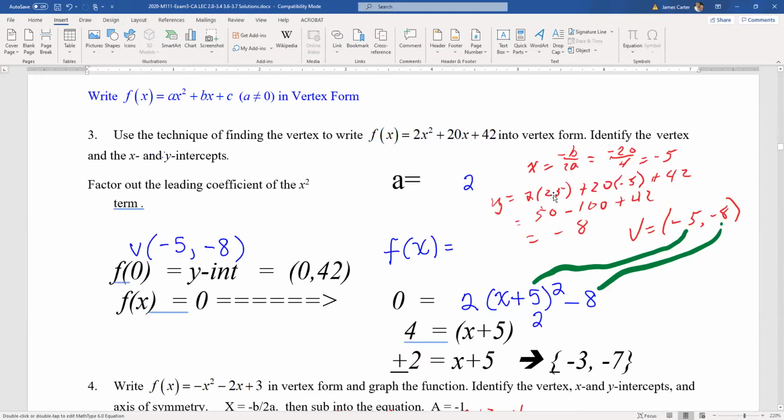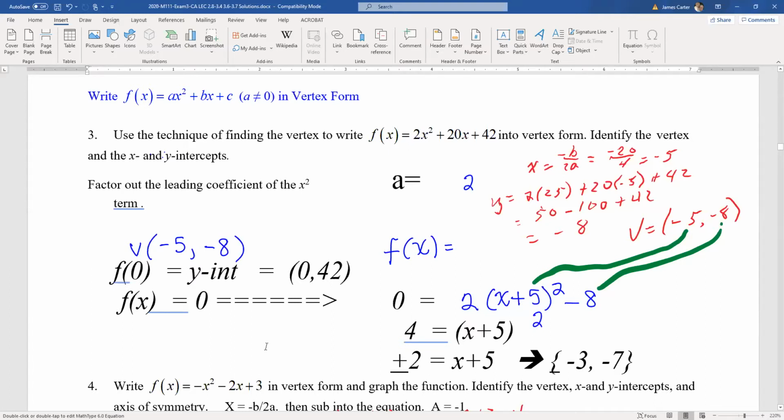Now we take that -5 and substitute it into the equation, and it gives us -8. So the vertex is (-5, -8). Based on that, -5, opposite of sign, bring down this value, and that gives you the vertex form. Now, you noticed here we had a 2. So a is 2, and a is 2 in the final form.